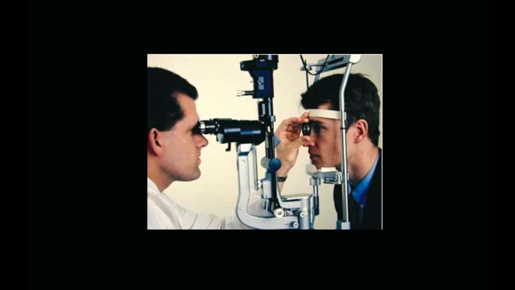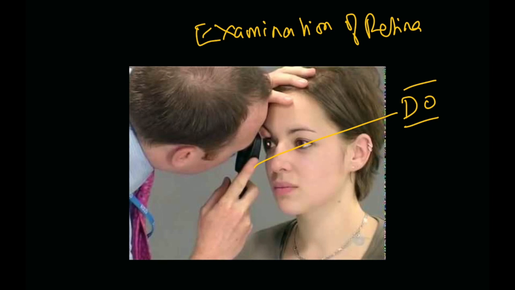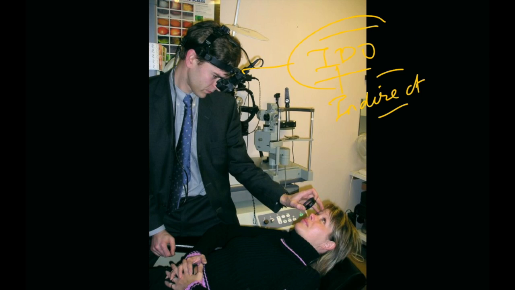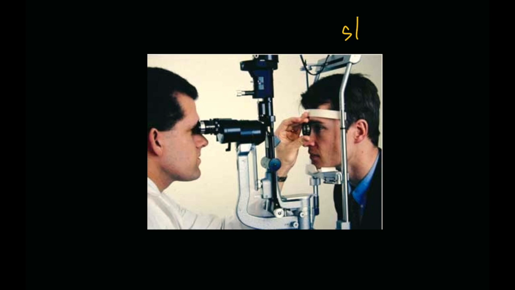Third way, he can use a slit lamp with a condensing lens. So understand, with the direct ophthalmoscope he does not use any condensing lens or any extra lenses to focus the light on the retina. But when he uses an indirect ophthalmoscope or a slit lamp, he uses a lens.